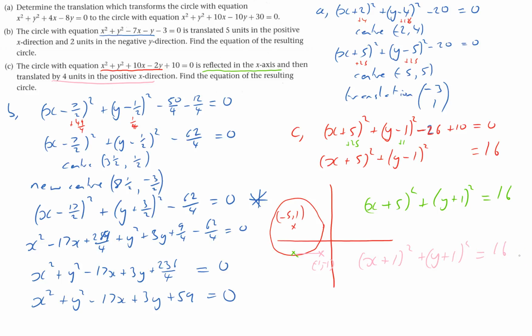That will do me really nicely as the answer, but they probably want to give it in the expanded form, so that will give me x squared plus 2x plus 1 plus y squared plus 2y plus 1 equals 16, and then put it all together. So x squared plus y squared plus 2x plus 2y plus 2, and then take away the 16 will make it minus 14 equals 0, and that's done the last one, and that's done.